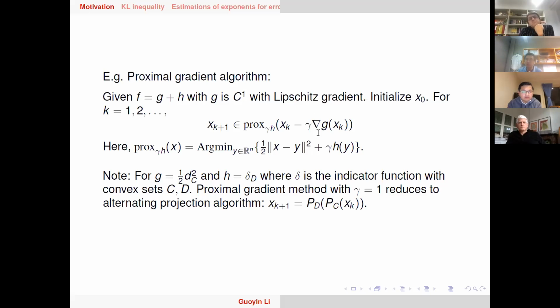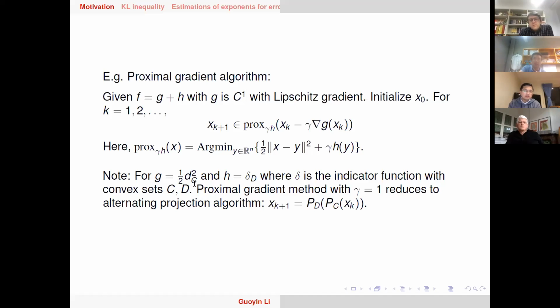Okay, and the proximal gradient method actually has a close relationship to many classical algorithms. For example, the alternating projection algorithm, which is used to solve the feasibility problem. Say you have two closed convex sets, C and D. In the alternating projection algorithm, you first project to the first set C, and then project to the second set D, and then repeat the process and continue on. You can think of the proximal gradient method as an extension of the alternating projection algorithm, at least in the convex case.